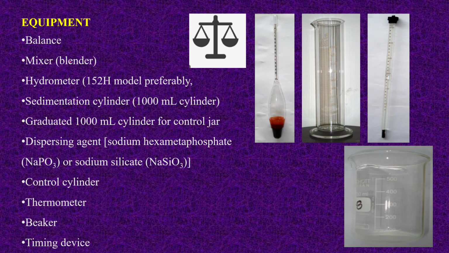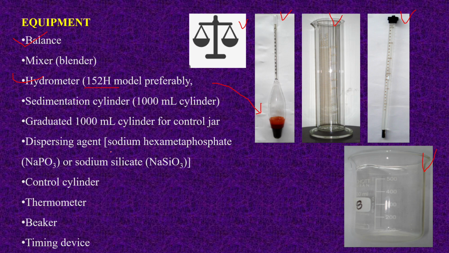If we talk about the equipment required to apply this technique, a balance is required, and a hydrometer, 152H being the specification. This is a special sort of device. One balance is required, the hydrometer, one beaker, and a cylinder. The beaker is about 500 ml and the cylinder is 1000 ml. So these small devices are required.